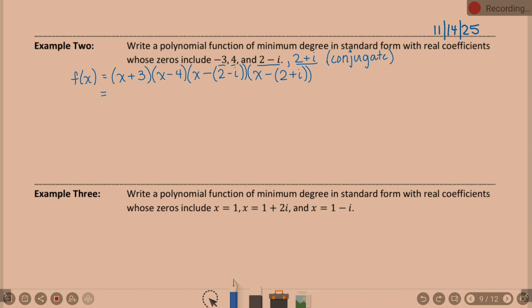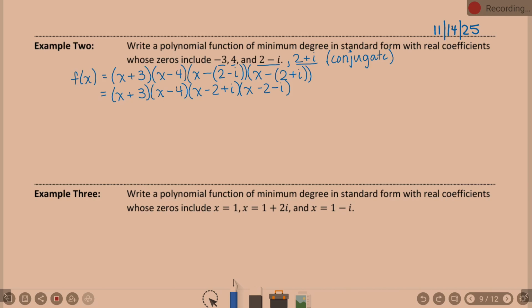And I'm going to write it out here as I have x plus 3, x minus 4. If I take out those inside parentheses, this one becomes x minus 2 plus i. You got it. And the next one becomes x minus 2 minus i. Now, you get the feel for it. By all means, jump to that step if you feel comfortable doing that. But be careful because that's where mistakes happen, right?